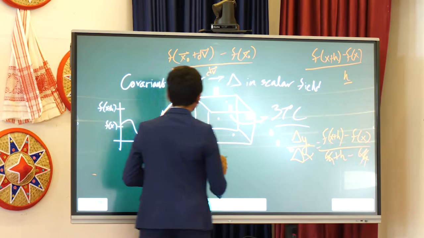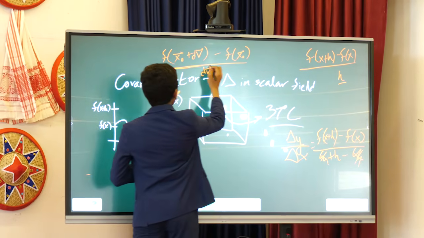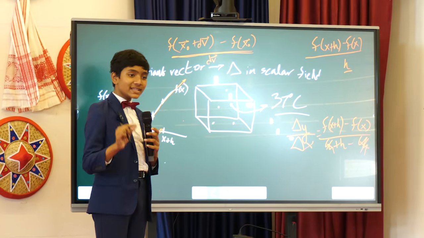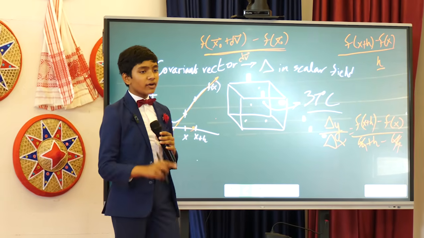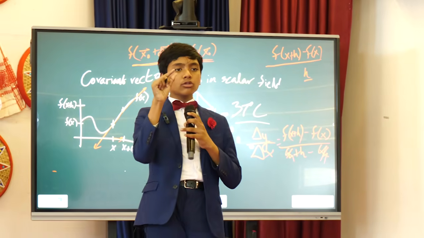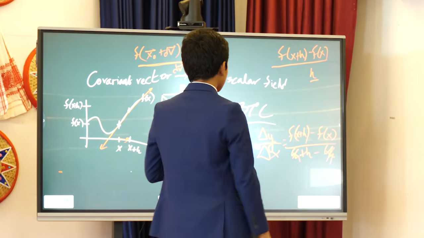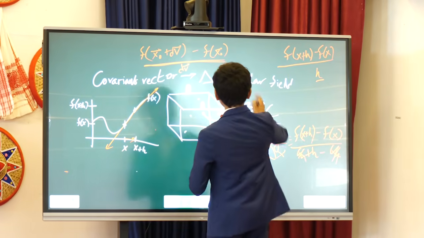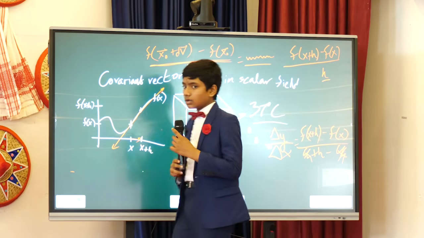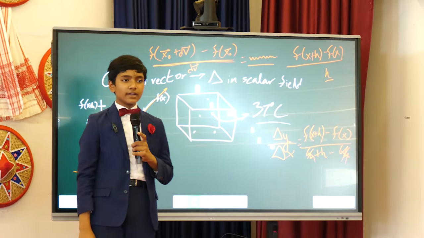So, that means that we're just going to take a very small step in any direction. We're going to record the change in temperature. Then we're going to divide that by the magnitude. And we're going to keep the magnitude getting smaller and smaller and smaller. And so, what we get out of this, the limit, is going to be the magnitude of our covariant vector.